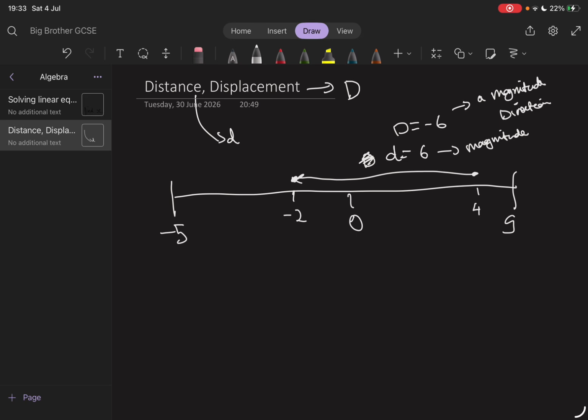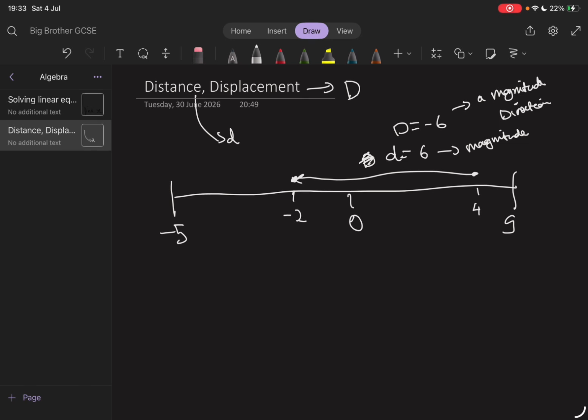This is usual that you see in books, such as your workbooks. Teachers, everyone understands that towards the right is normally positive. That's why, since our direction is going from +4 to -2, to the left, the displacement is -6.